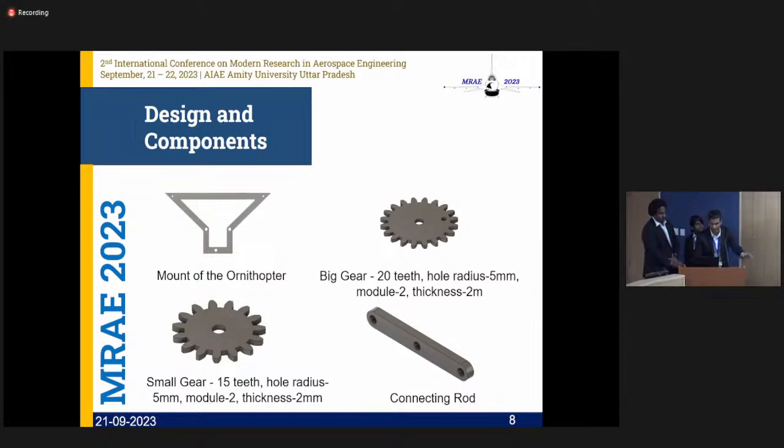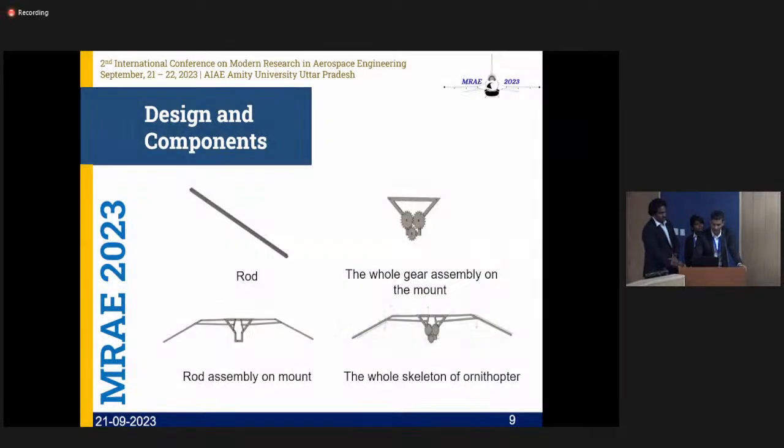That is the connecting rod. We will see its use in the next slide. This is the long rod that has been used as the wing. You can see the whole gear assembly of our ornithopter mounted on the mount. This is the rod assembly of the ornithopter only on the mount. And finally, in the last image, you can see the whole skeleton of the ornithopter.